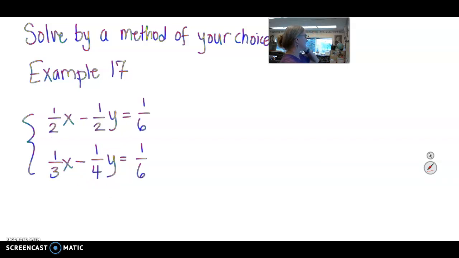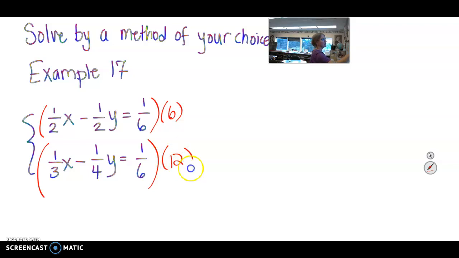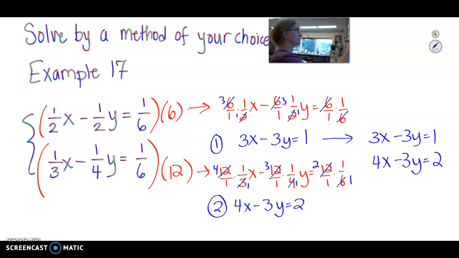Let's see, and here's one with fractions. I would start by clearing the fractions. So multiply this by 6 and multiply this by the least common denominator of 3, 4, and 6, which is going to be 12. So go ahead and multiply to clear the fractions on both of these, and then we'll finish the problem together. You do the clearing the fractions on your own. So if you multiply by 6, you get 3x minus 3y equals 1 for equation 1. And equation 2, multiplying everything by 12, you get 4x minus 3y equals 2.